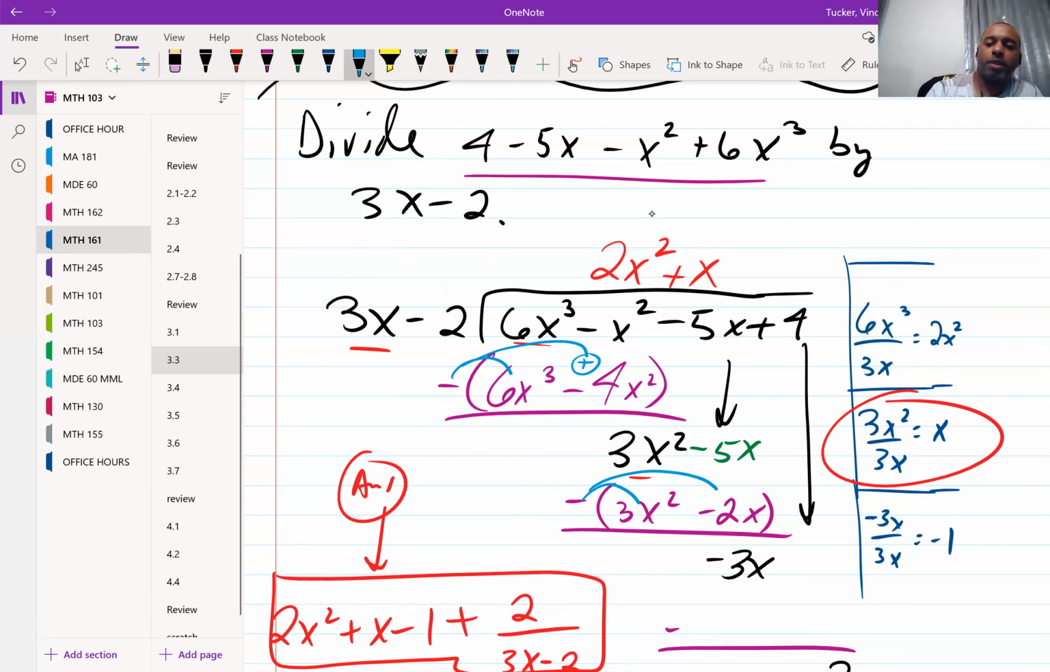Distribute the negative. Always be careful because a lot of people make a mistake. They would distribute a negative, they cancel out that first term, but they forget to give negative to the second term. But that'd be negative 5x plus 2x. Bring down your 4.